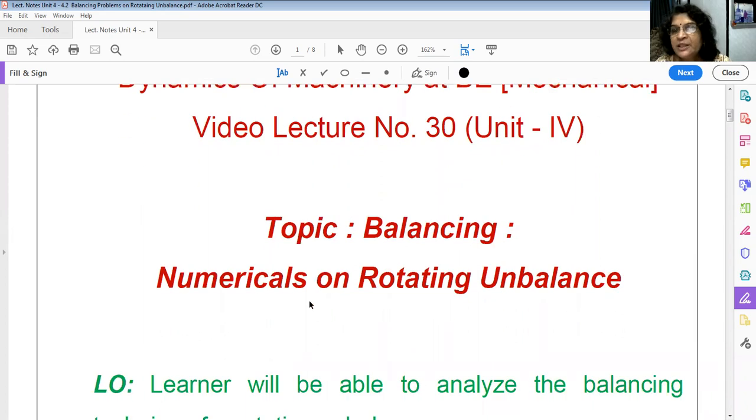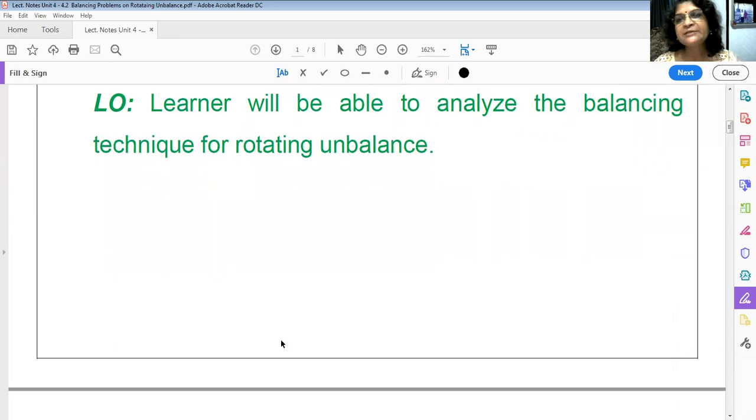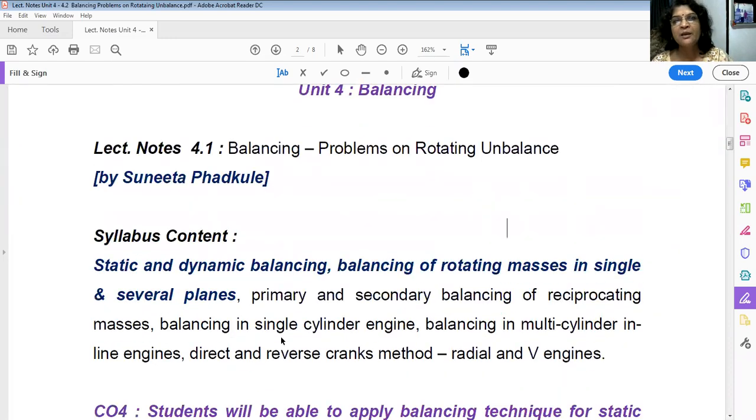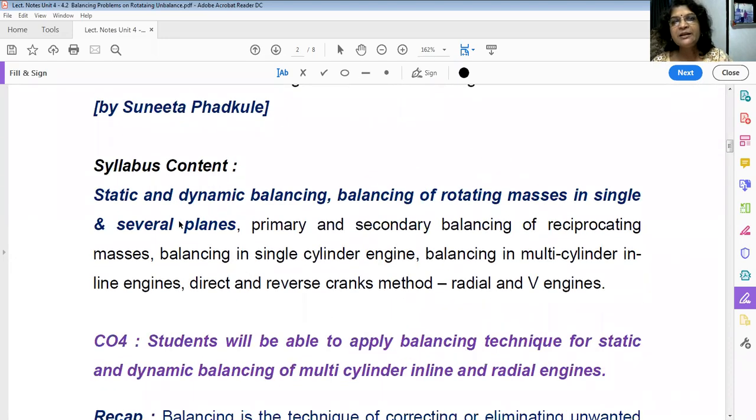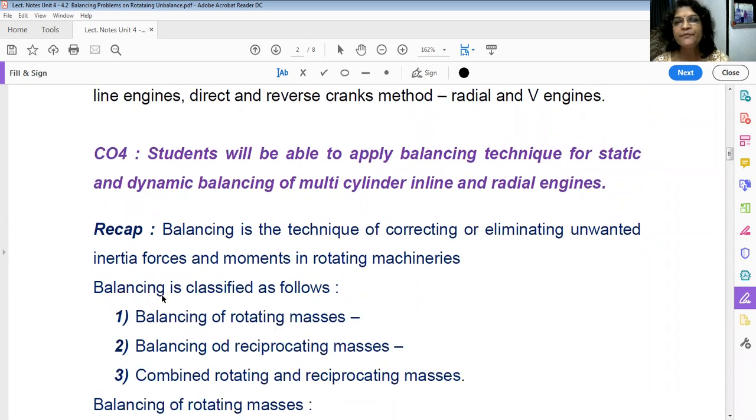Today's topic is numericals on rotating unbalance. Learning outcome is you will be able to analyze the balancing technique for rotating unbalance. So we are going to solve two problems to analyze the rotating unbalance. This is our syllabus content. This is course outcome number 4.